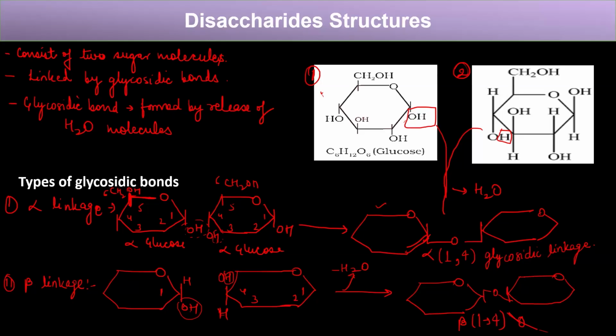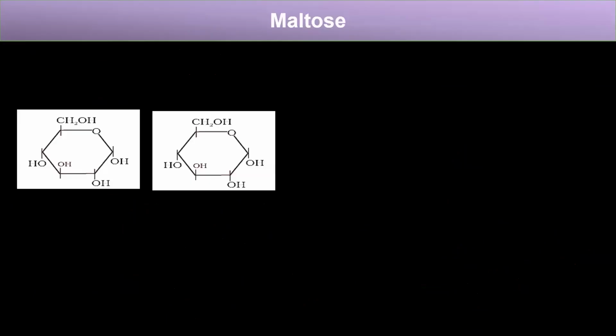Okay. So this is disaccharide structure. The first disaccharide that we will study is maltose. So maltose, where is it present? It is present in malt sugars. And what is it made up of? Maltose is made up of alpha D glucose and alpha D glucose, like 2 alpha D glucose together makes maltose. So alpha D glucose and alpha D glucose.